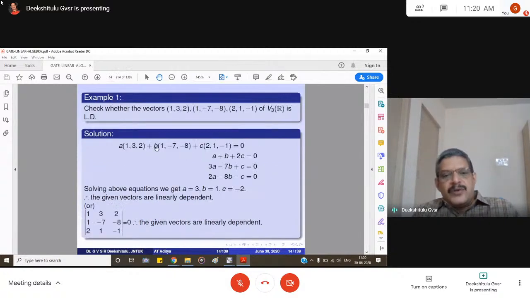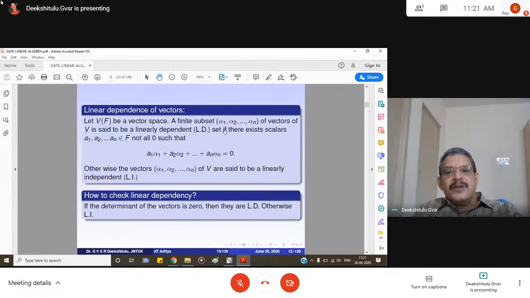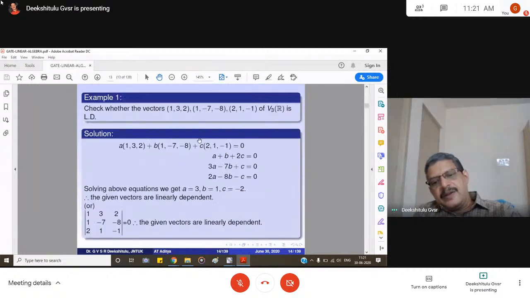Let us see if all are 0 or not. So what is the first quantity? Here a plus b plus 2c, the right hand side first component is 0. Second element is 3a minus 7b plus c, the right side is 0. 2a minus 8b minus c is equal to 0. If you solve these equations, you get a is equal to 3, b is equal to 1, c is equal to 0. All the constants are not equal to 0, they are different from 0. So, from the definition, if there exist scalars ai not all 0, then they are linearly dependent.